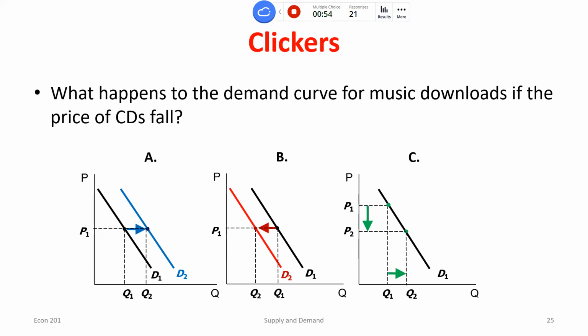I'll give you guys a little bit of time. You can talk to the people around you, thinking about these as being substitute goods, right? Substitute goods, things that I use in place of each other. If the price of CDs goes down, what would happen to the demand for music downloads?